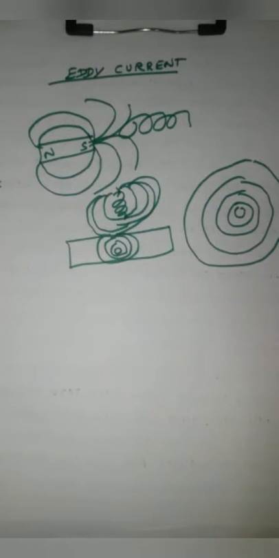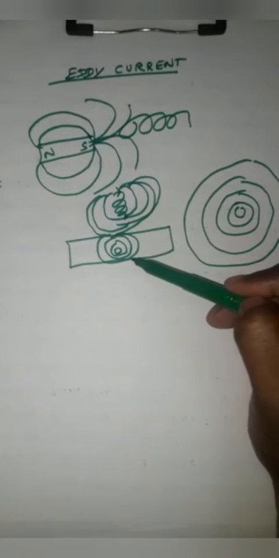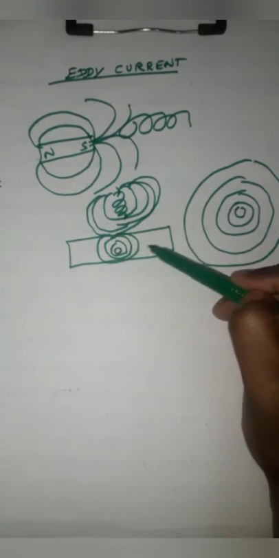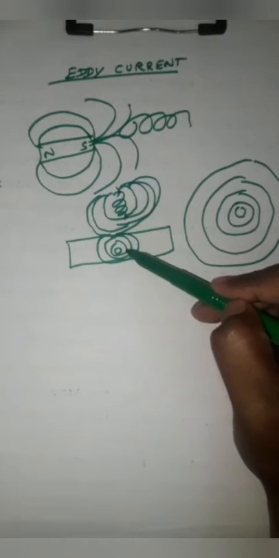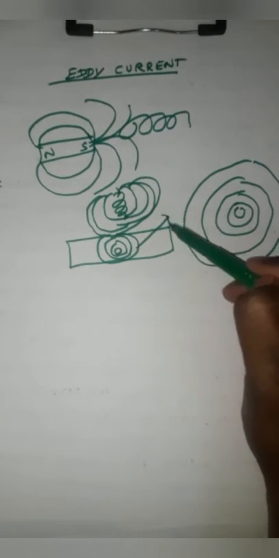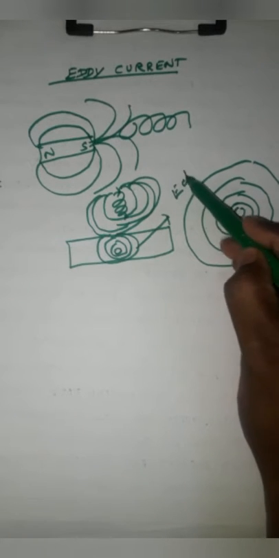So the induced current is created in a circular form, and this circular form induced current is called the eddy current. Simply, when magnetic lines of forces link with a metal sheet, there is no way for the induced current to move, so it forms as a circle. This circular shaped induced current is called the eddy current.